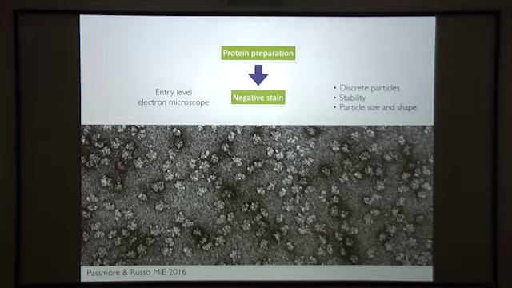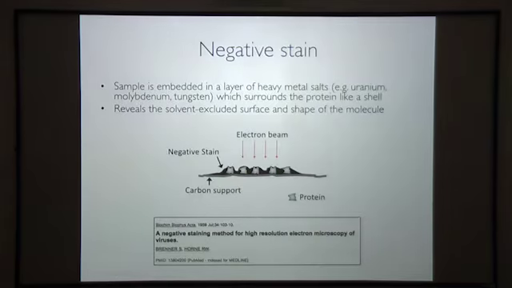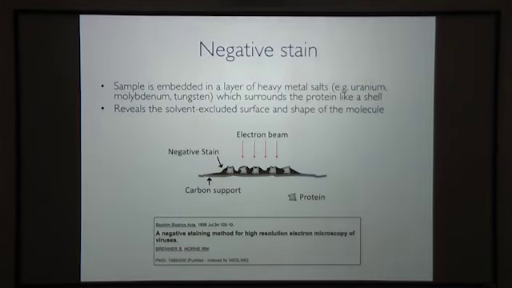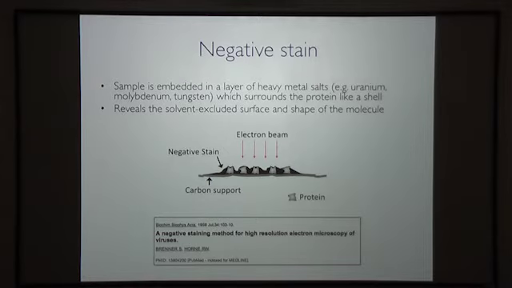So in negative stain, the sample is embedded in a layer of heavy metal salts. We often use uranyl acetate or uranyl formate. And this surrounds the protein like a shell. So when you image a negative stain specimen, you're really imaging the solvent-excluded surface and the shape of the protein molecule. And negative staining was developed a long time ago. This paper is from 1959.